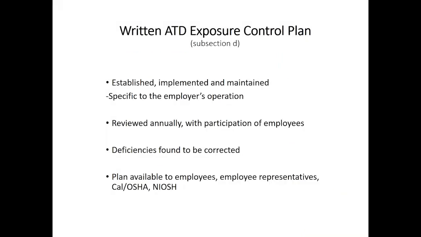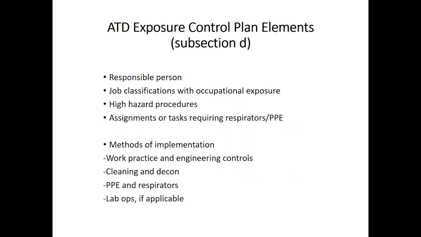So in the exposure control plan, there are some things you need to do. Obviously, we talked about annual review of the program, doing inspections and correcting deficiencies is something you need to be concerned with, and then making sure that it's available to your employees. We talked about administrator responsible people. Identifying different job classifications is important.